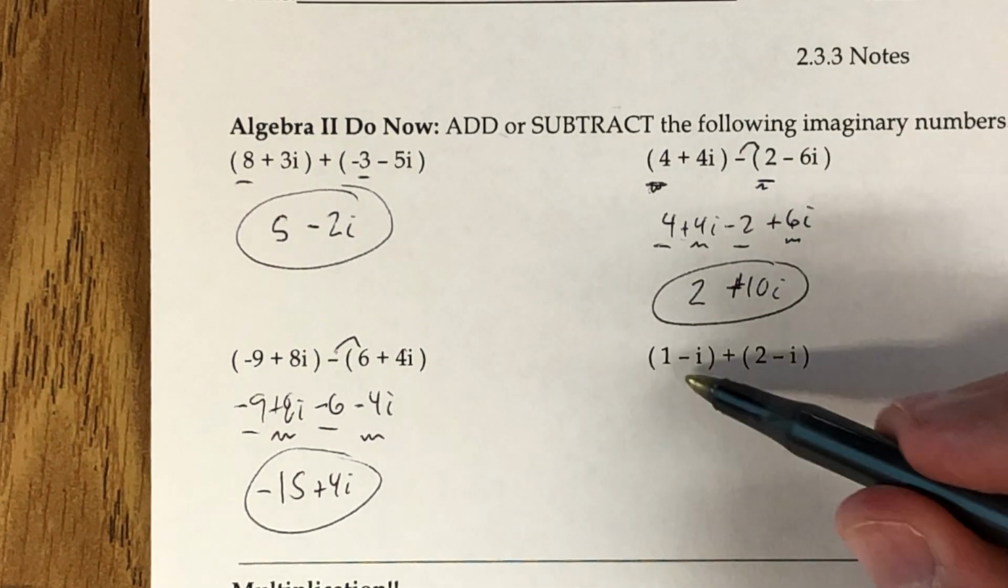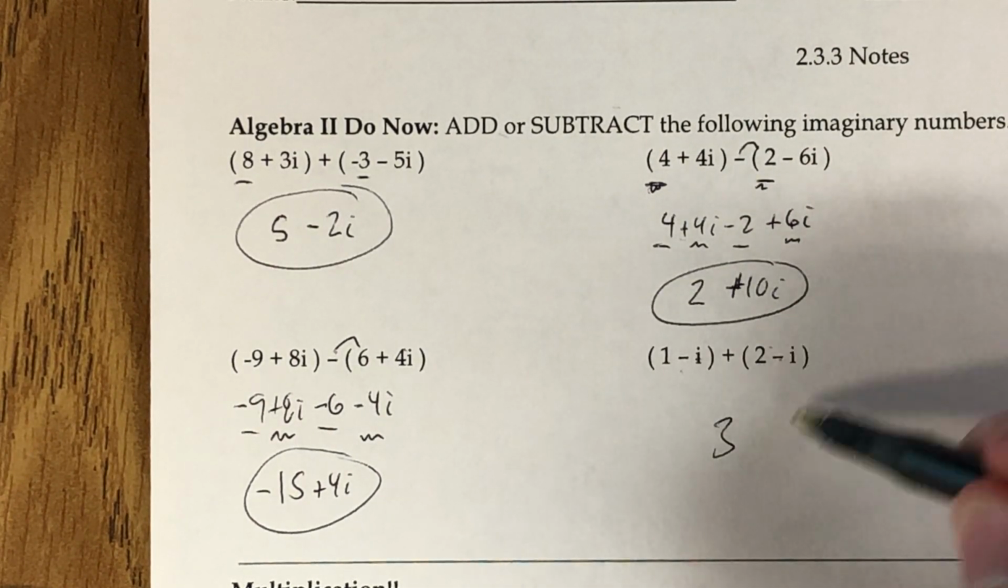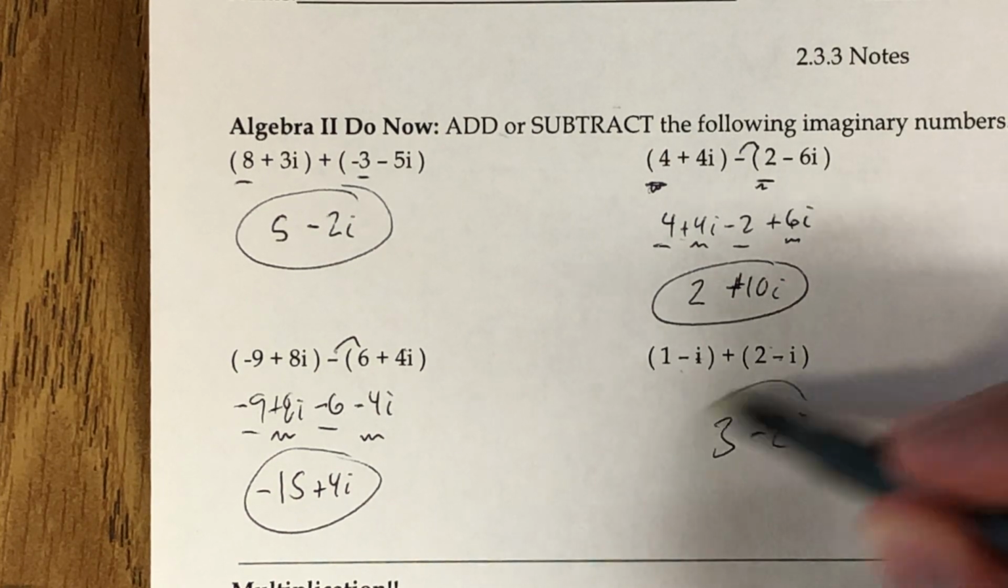Over here, 1 plus 2 is 3. Negative 1 plus negative 1 is negative 2.